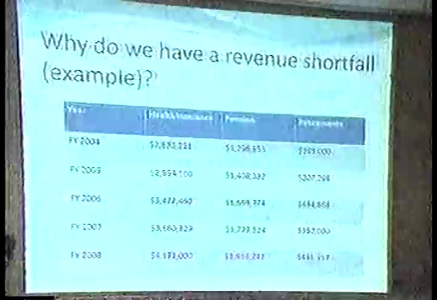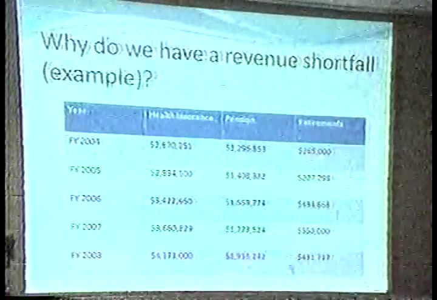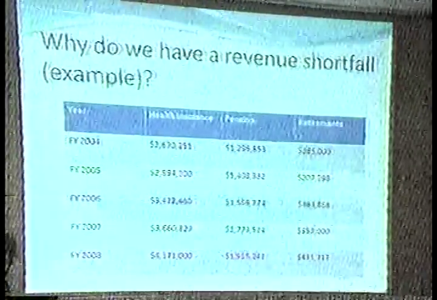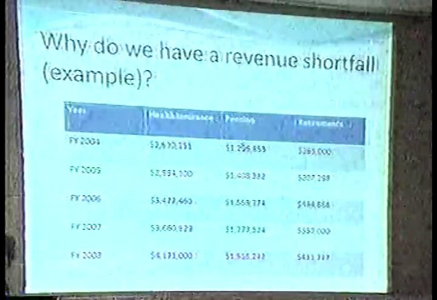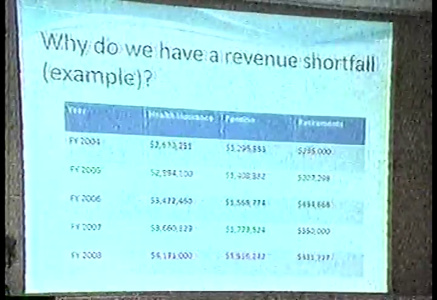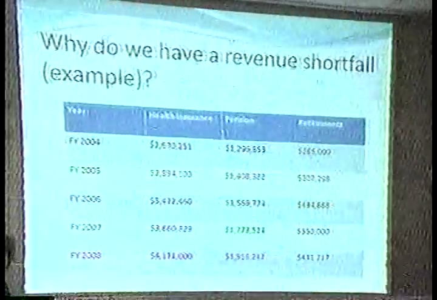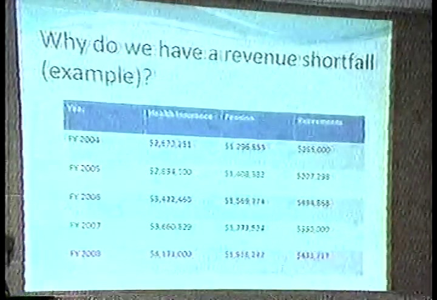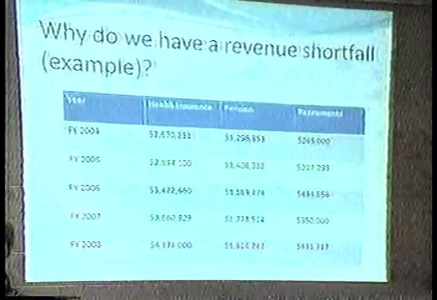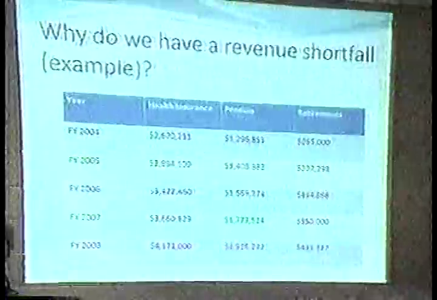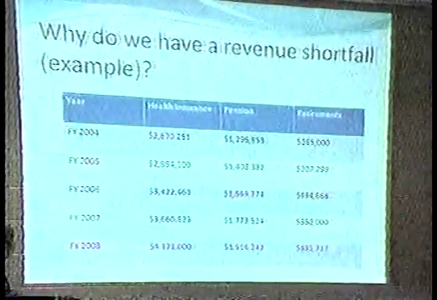Our pensions are constantly increasing, and our retirements are up and down, as you can see here, but the health insurance and the pensions are some of the bigger items that impact the amount of money we have each year as a result of Proposition 2.5 to cover general government and school budgets.